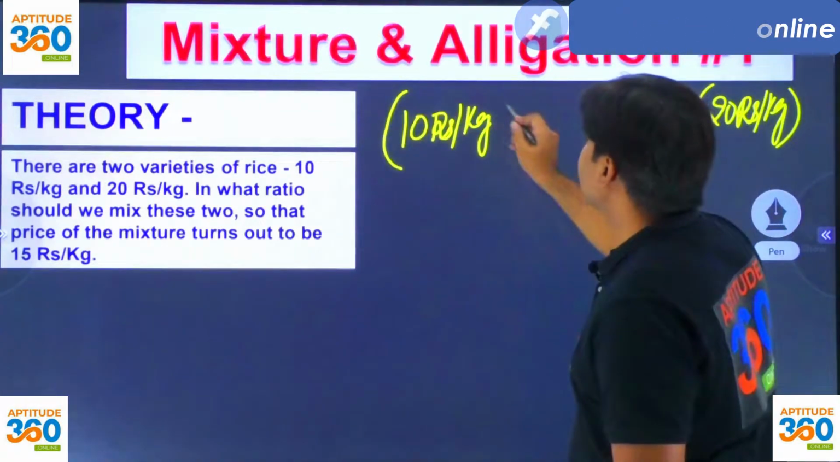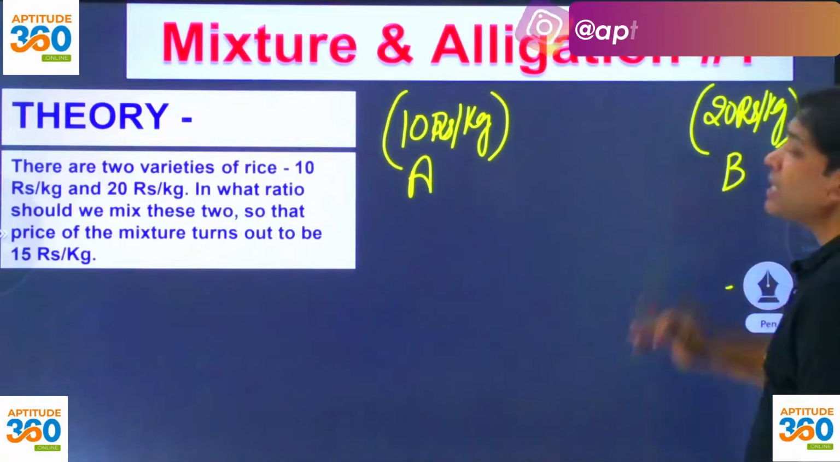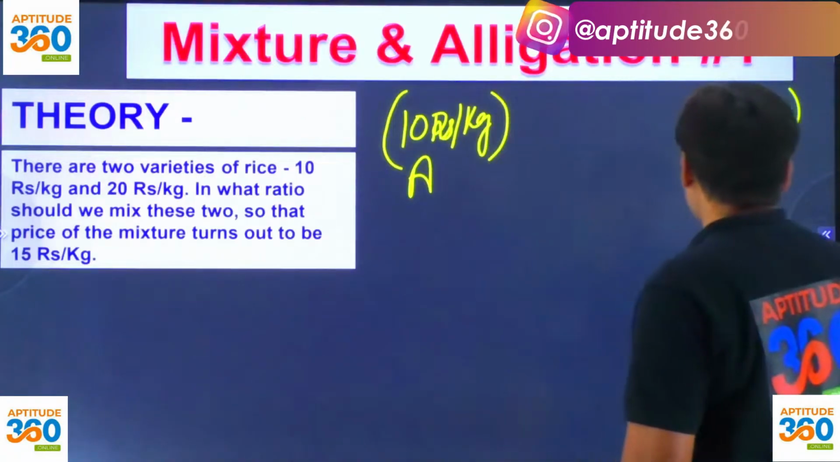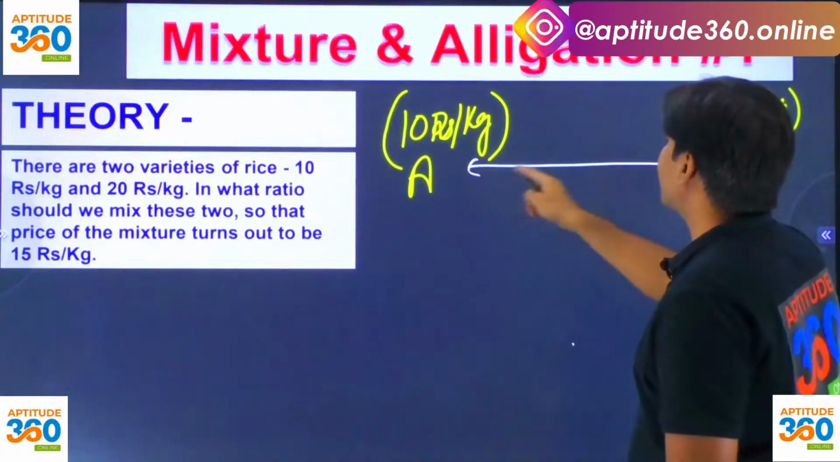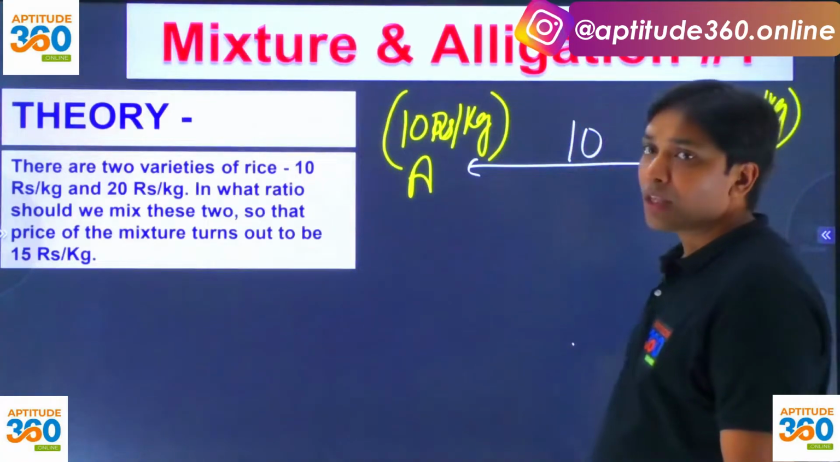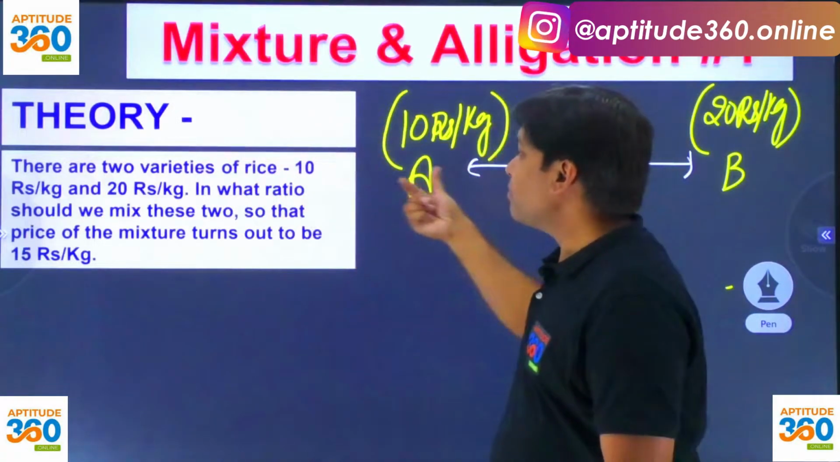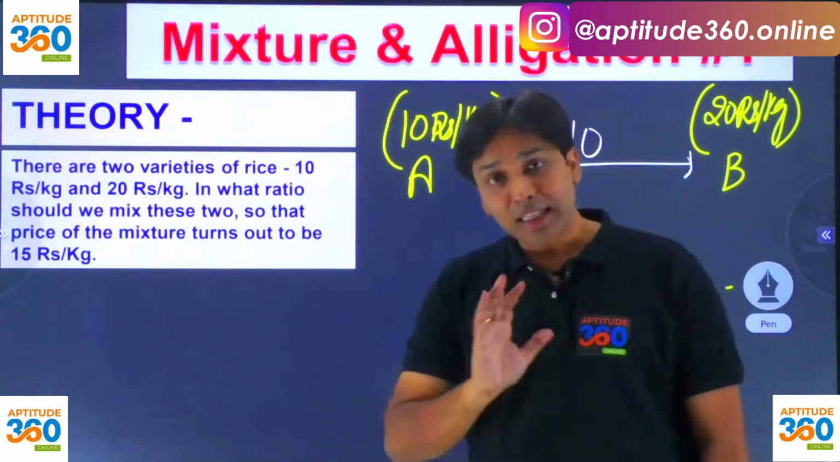I say that variety A is going to cost you 10 rupees and variety B is going to cost you 20 rupees per kilogram. What is the distance between these two values? Can I say that the gap between these two is 10? Had it been a Cartesian plane, A would have been (0, 10), B would have been (0, 20), and the distance between A and B would have been 10, right?